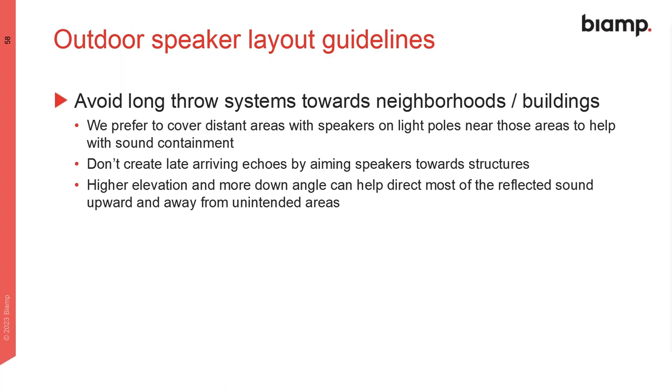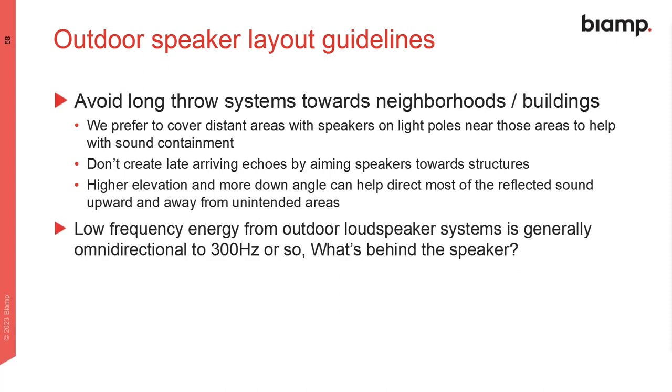Higher elevation and more down angle, say from lighting poles left and right of wide bleacher areas, can help direct most reflected sound upward and away from unintended areas. If we have the opportunity to get 60, 80 feet up on a light pole and fire fairly straight down, most of the sound is going to bounce back upwards, aside from the low frequency energy, which is pretty much going everywhere from 300 hertz or so.